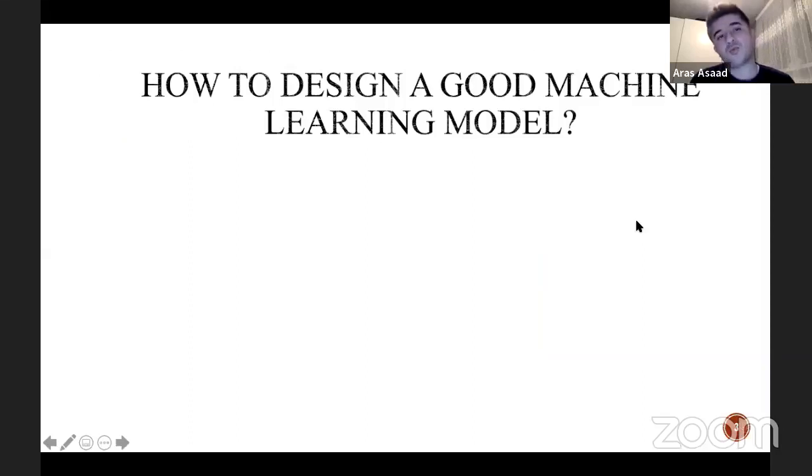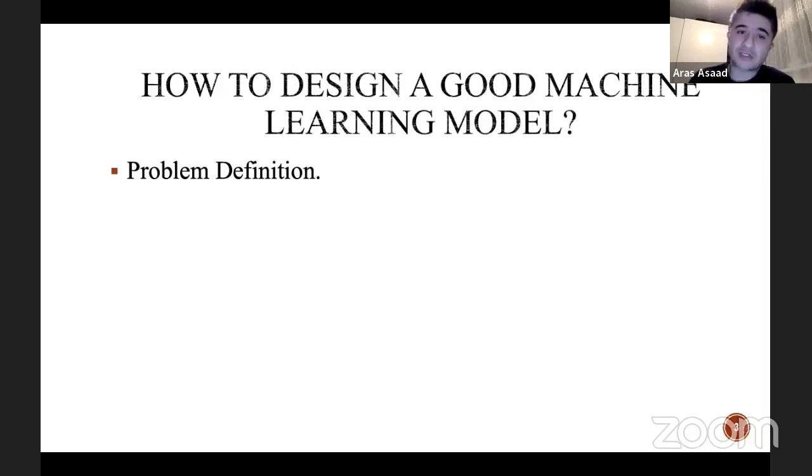Now, the question that we need to ask ourselves when designing a machine learning model is: how can I start if I want to design a good machine learning model? There are some things you need to think about. First of all, the problem definition. What is the problem in hand? You need to have a clear definition of the problem, and the reason I added this, I will explain later on.